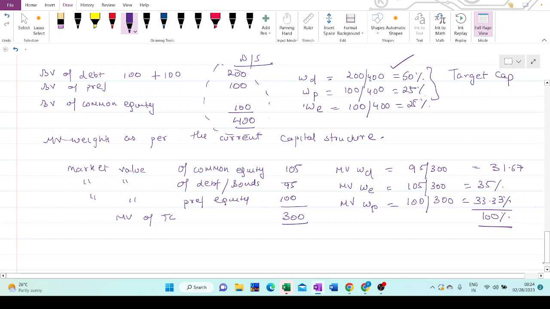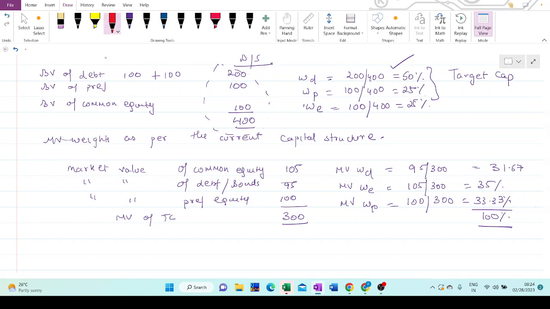So, guys, in case the analyst does not know the target capital structure of the company, he should use the market value weight of debt, common equity, and preferred equity while calculating the WACC. I hope all these things are clear, guys.